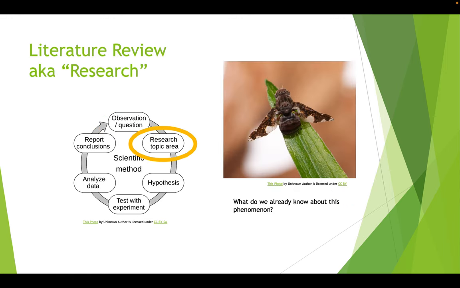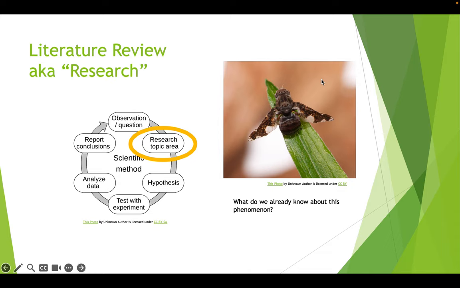Next, you do a literature review, or this is what, in layman's terms, most people call research. And research in science means something different, right? That's when you're employing the entirety of the scientific method. But when you're looking to see what we already know about a subject, that's called a literature review. So you're going to do a literature review of your topic area.